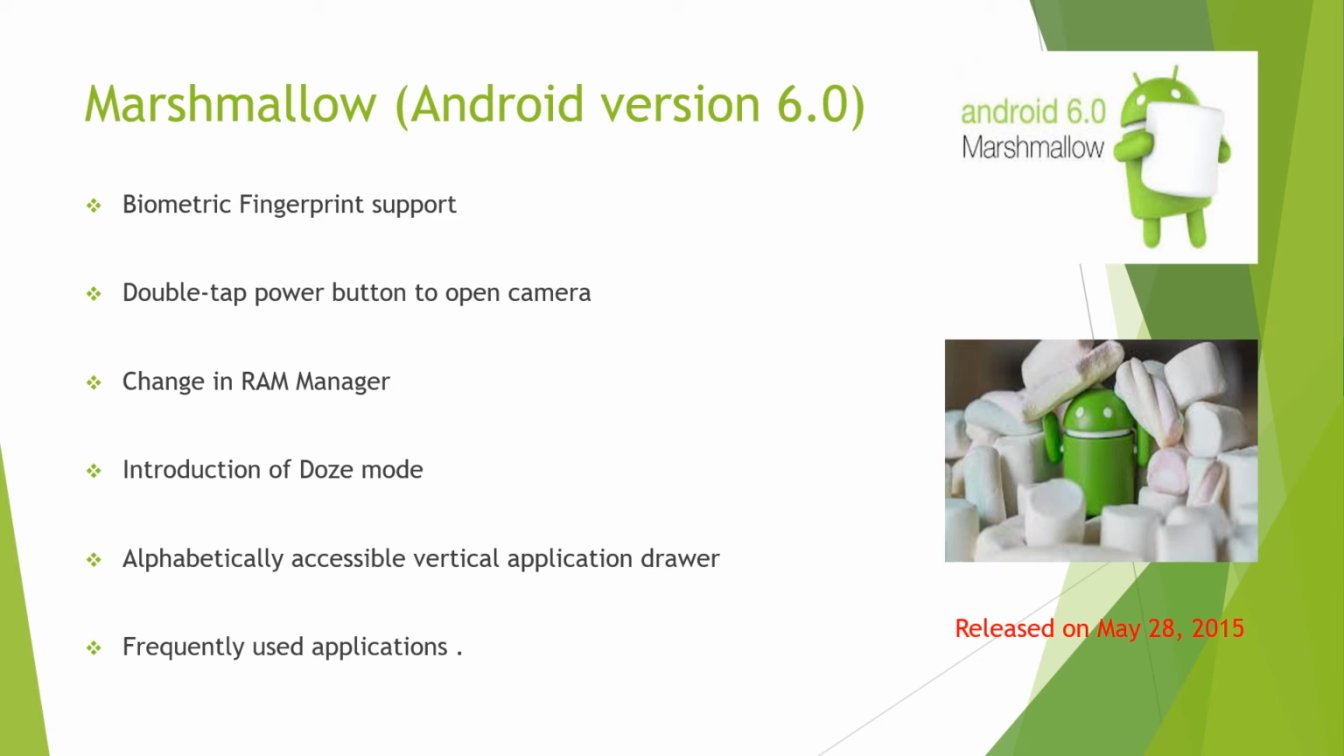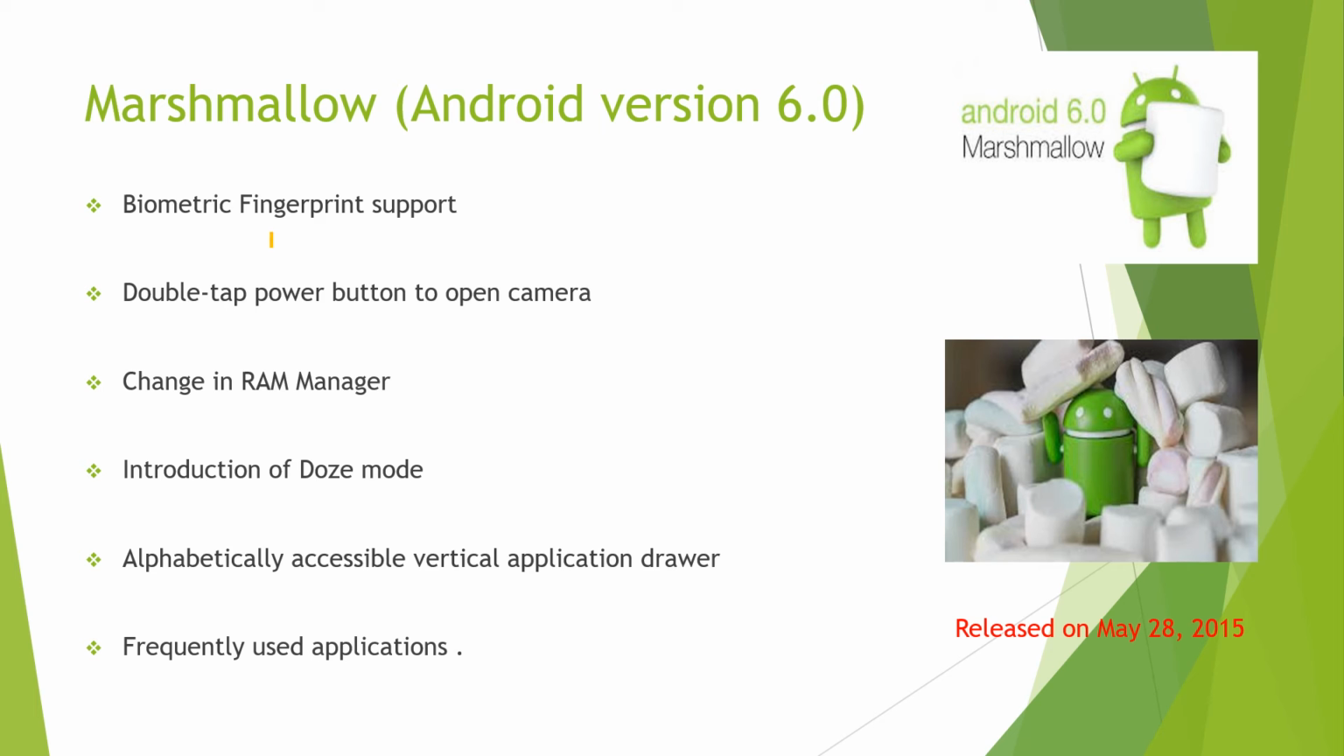The next Android update was Marshmallow, which included Android version 6.0. It was released on 28th May 2015. Marshmallow included many changes with respect to UI and system performance when compared to the previous versions of Android. So let's go through some of its features.